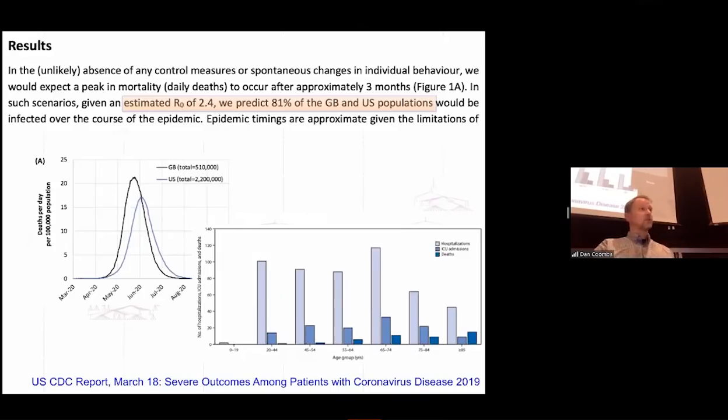Okay, so I'm just going to basically present a few figures from that paper. I encourage you to go ahead and take a look at the Imperial paper. They just say it unvarnished. Given an estimated R0 of 2.4, they predict 81% of the British and American populations will be infected over the course of the epidemic. And so in figure A on the left there, you have the number of deaths per 100,000 population per day. Okay, and in Great Britain, this is 500,000 people would die in an unmitigated epidemic.